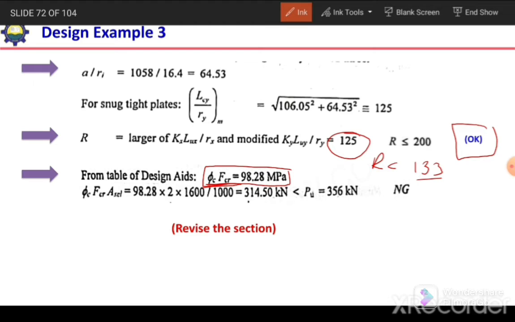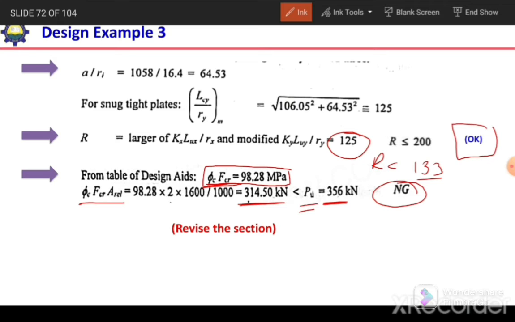It comes out to be 98.28 megapascal. Once we have phi c Fcr, we need to multiply it with the area of the section, and it will give us the capacity of the section under compression. Its capacity comes out to be 314 kilonewton, which is less than the 356 kilonewton applied load. So it means it is not good. The capacity should be more than this applied load, so we need to revise the section.